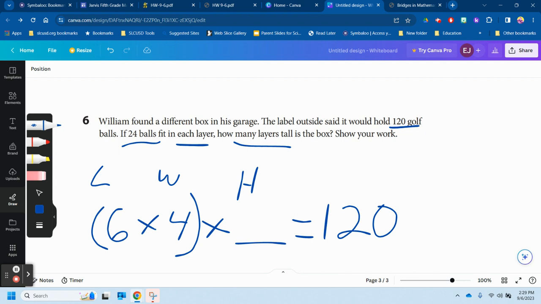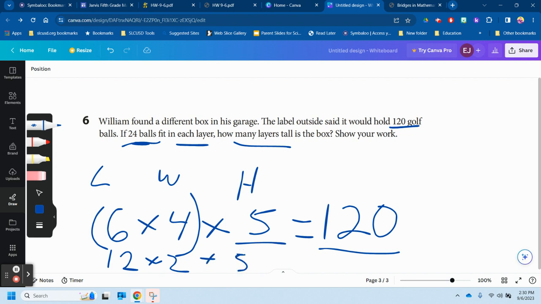So 6 times 4 is 24. 24 times, and I'll kind of give it away, it's 5, is going to equal 120. So kind of a tough word problem here. So basically 24 balls, I could say 12 times 2 times 5, but then what they're asking for are the layers. So it's 5 layers. Hope that helps you out. Do the best you can on these tricky word problems.